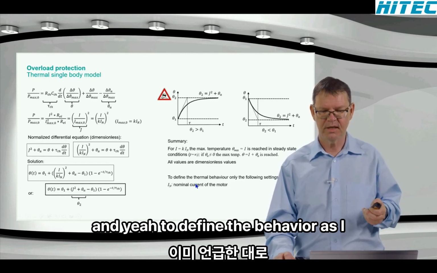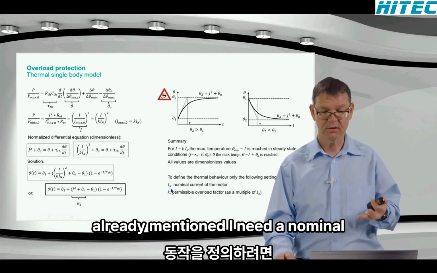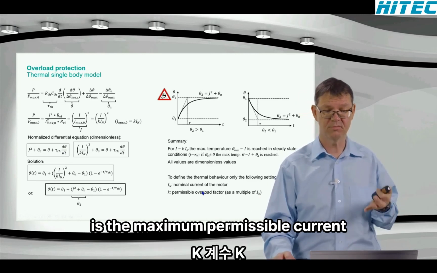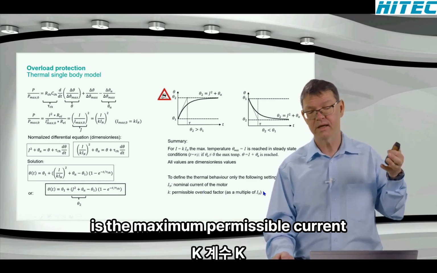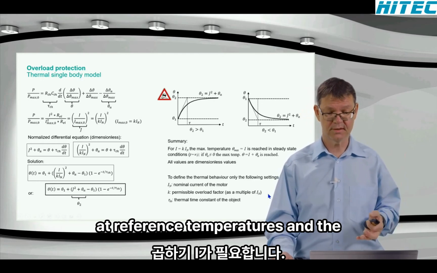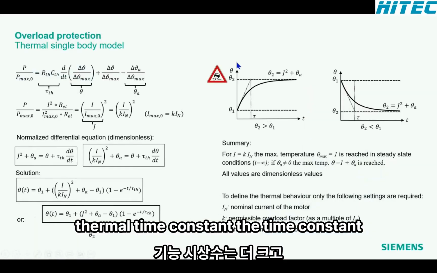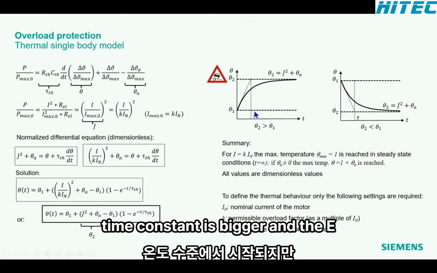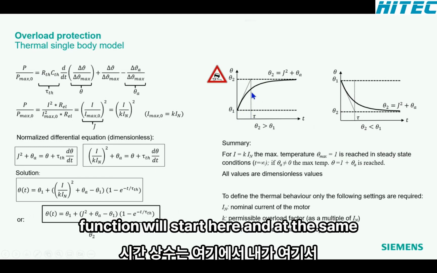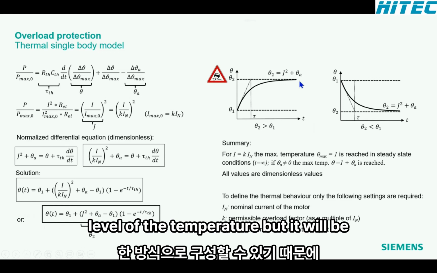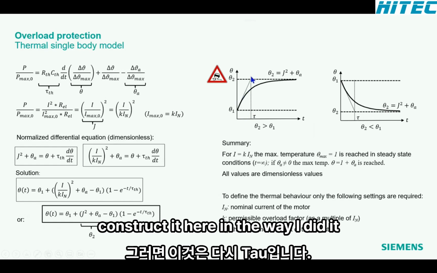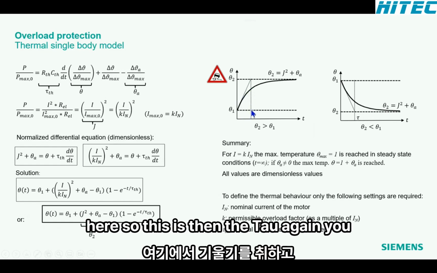And yeah, to define the behavior, as I already mentioned, I need the nominal current, I need the K factor, K times IN is the maximum permissible current at reference temperatures, and the thermal time constant. The time constant you see also here in this E function. If the time constant is bigger, then the E function will start here and end at the same level of the temperature, but it will be slower. Because the time constant, you can construct it here in the way I did it here. So this is then the tau again.